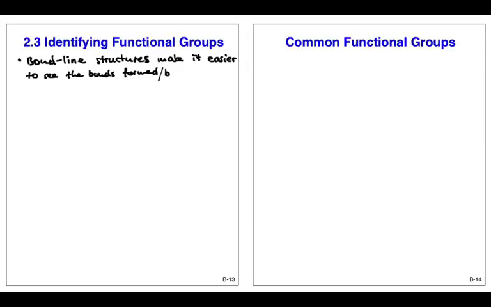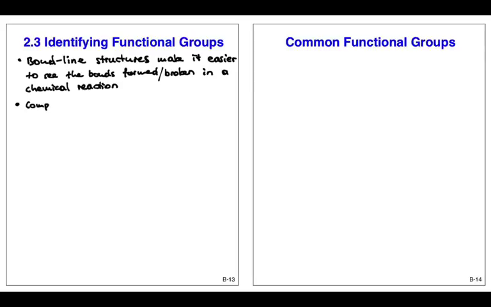So in this video we are going to briefly discuss functional groups. But first I'd like to show you one other really cool feature of bond line structures. Essentially what I'm going to show you is that with the help of bond line structures, it becomes much easier to see chemical reactions occurring.